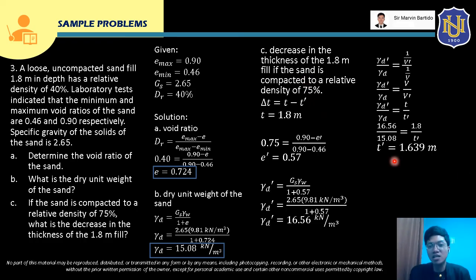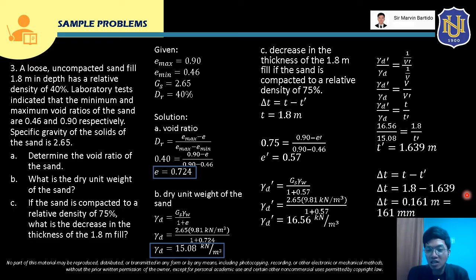Okay, so from here class, we can now solve the decrease. No, yun yung tanong class sa problem, yung decrease in the thickness or the change in the thickness. So, substitute lang natin. So, yung original thickness natin is 1.8. And then, upon compaction, the new thickness becomes 1.639. No? So, the change in thickness will be 0.161 meter. Or kapag kinonvert natin yan ng millimeter, so this is 161 millimeter. So, this is now the answer for letter C.